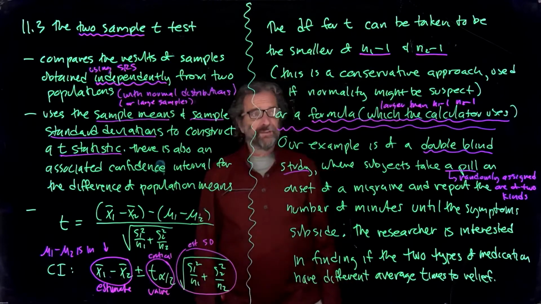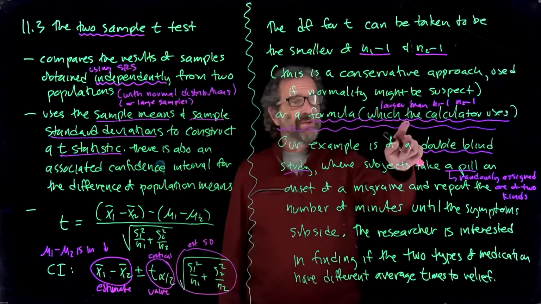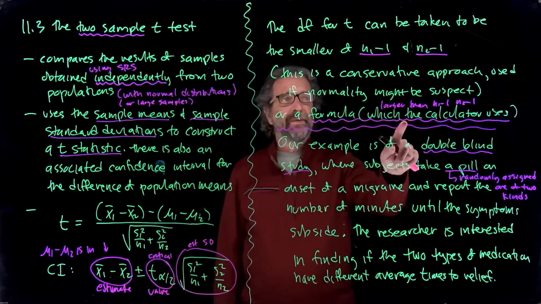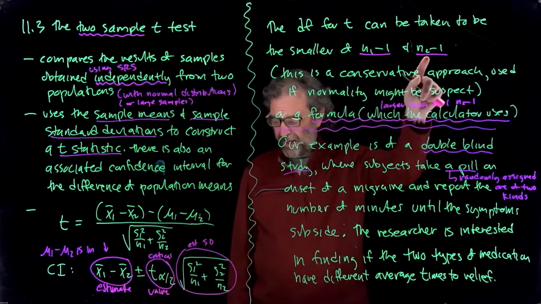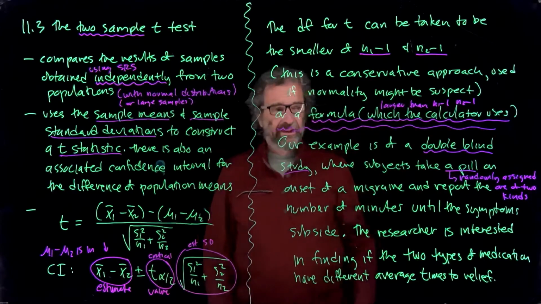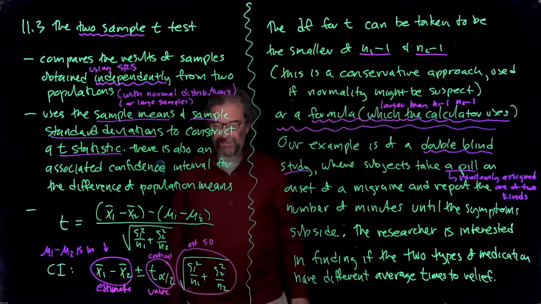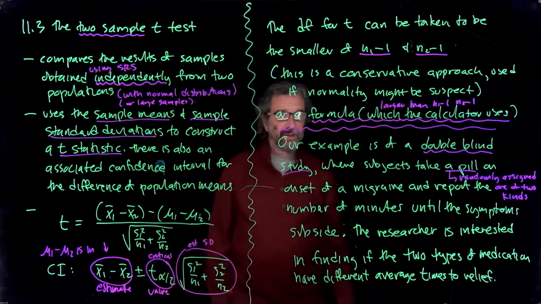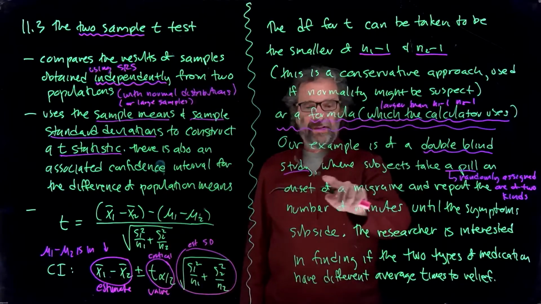Okay, so we said your calculator is going to use a complicated formula. We'll see that later. Or you could use this if you're just doing it by hand and using the tables. And here we're going to come up with an example. You have an example on your sheet. Our example is a double-blind study.